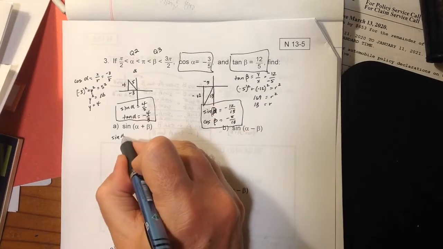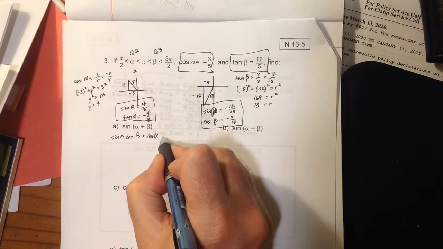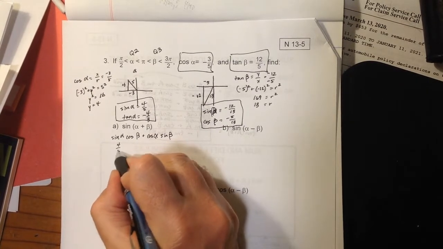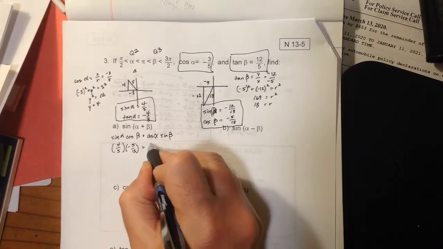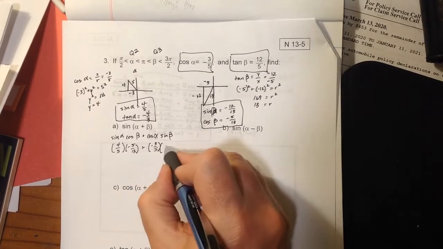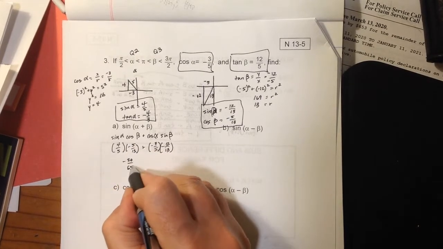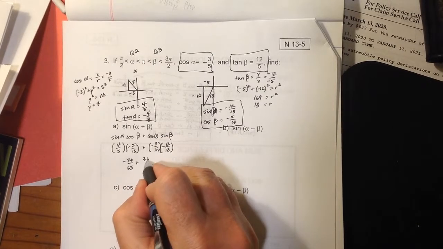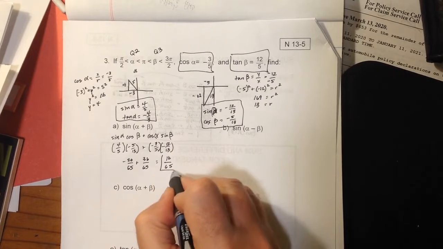That's going to be sine alpha cosine beta plus cosine alpha sine beta. So sine alpha, 4/5, cosine beta, negative 5/13, plus cosine alpha, negative 3/5, sine beta, negative 12/13. So I've got negative 20 over 65 plus negative times negative will be a positive, 3 times 12, 36 over 65. And that gives me a positive 16 over 65.